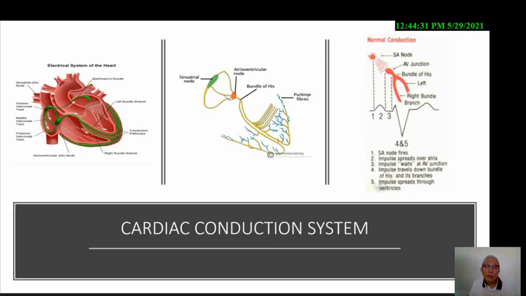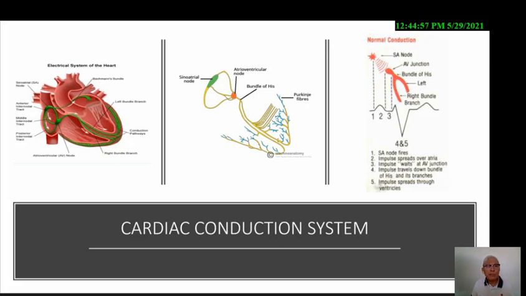We are now going to talk about the cardiac conduction system. We're going to find out how electrical current is generated by the cells of the heart, and once it's generated, how it is transmitted to all parts of the heart cells. This is what's called the cardiac conduction system.